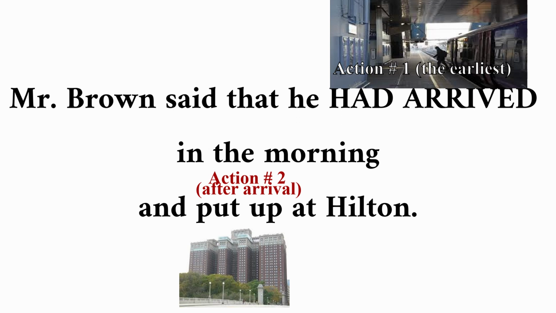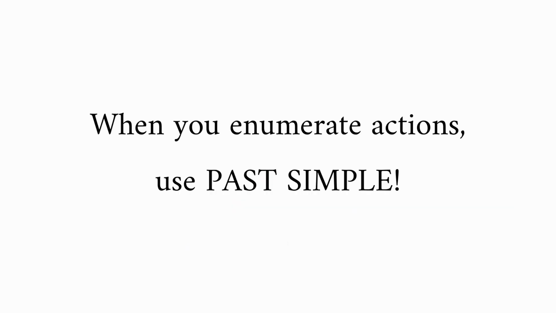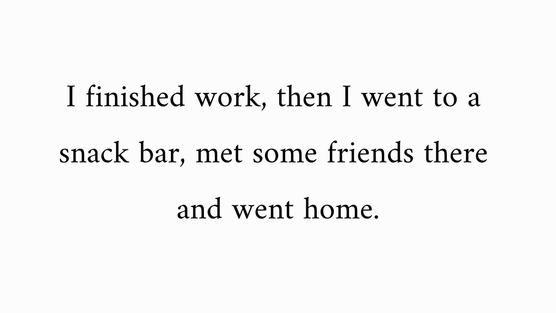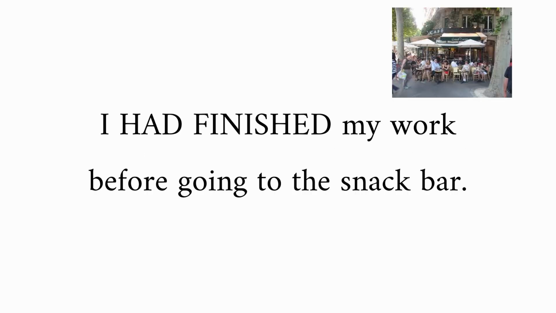The second important thing is that in enumeration, when you simply enumerate actions, which you did in the past without stressing which happened earlier and which later, past perfect is not used. Example, I finished work, then I went to a snack bar, met some friends there, and went home. All actions are in past simple. But if you want to stress that you had to finish work before going to the bar, you can say, I had finished my work before going to the snack bar.